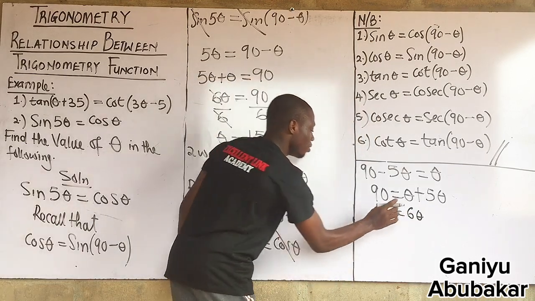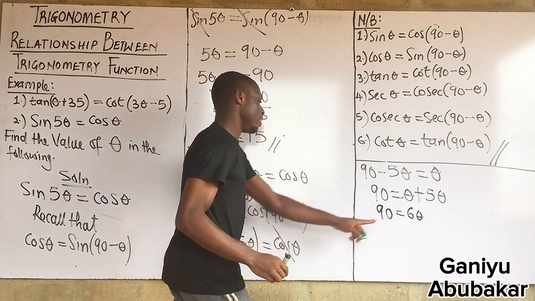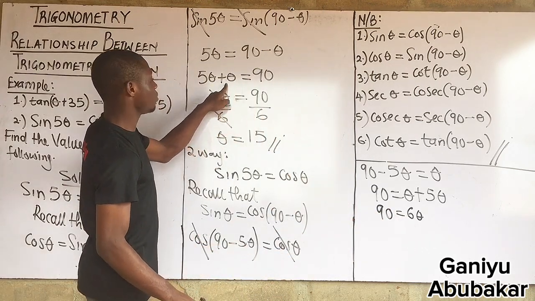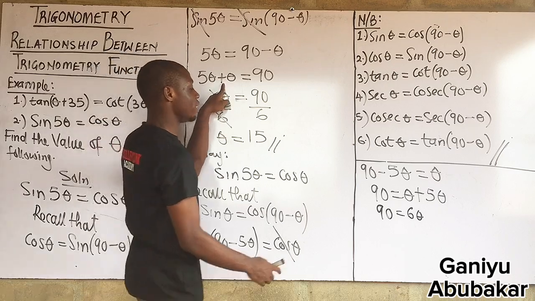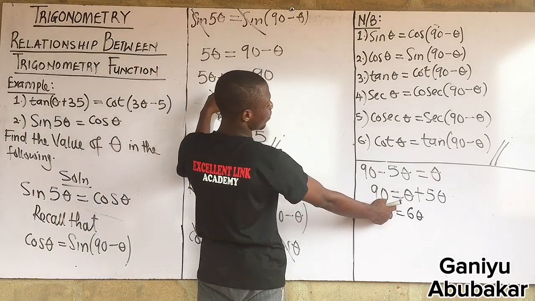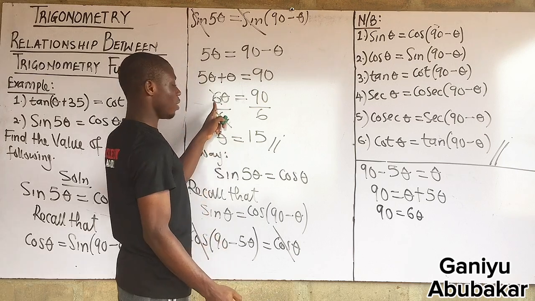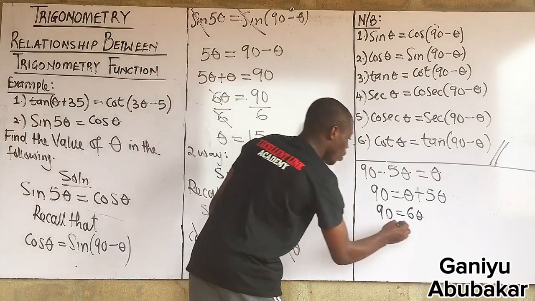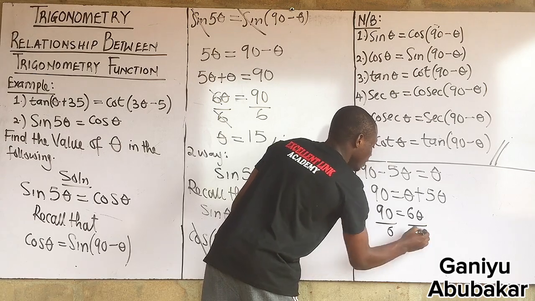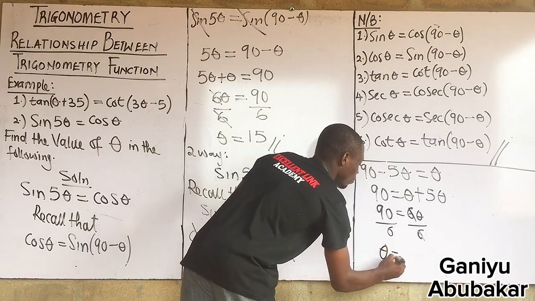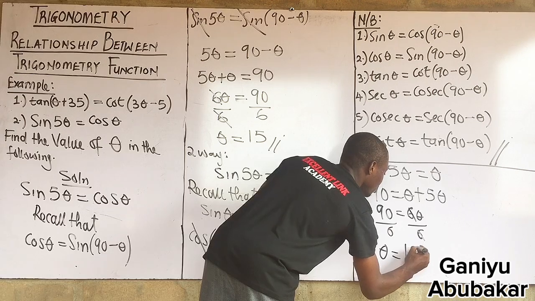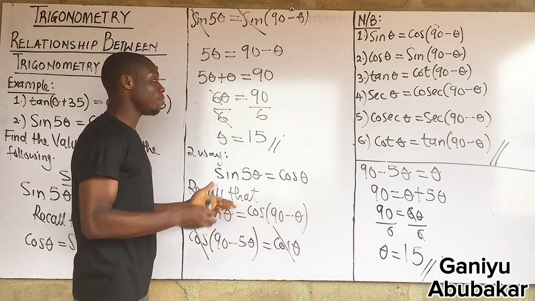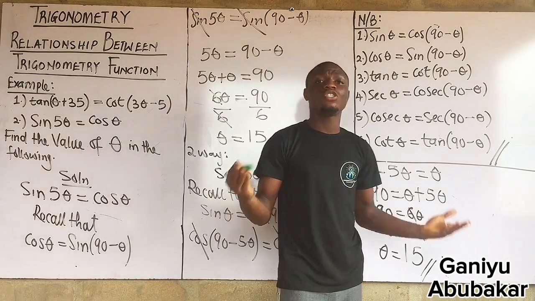Look at this, and look at this, and look at this. Something of this nature. Look at this and look at this. They are the same thing. You can see that, right? So it becomes divided by 6 by 6. Theta is equal to 90 divided by 6, which is 15. So the angle here is 15 degrees. This is how to solve problems of this nature.